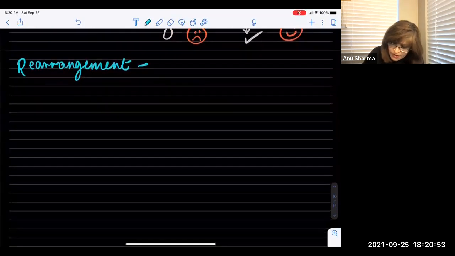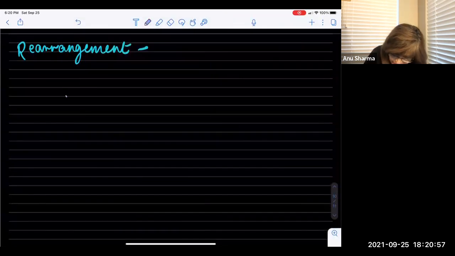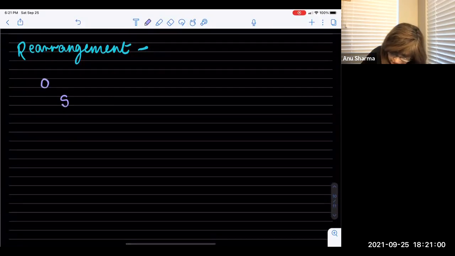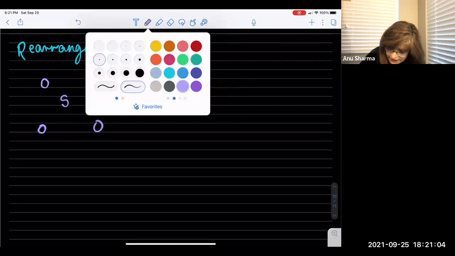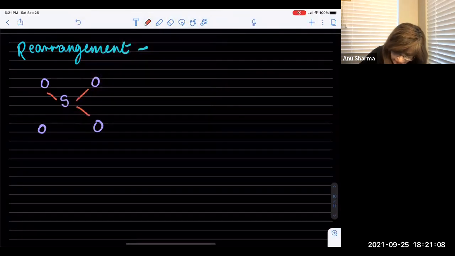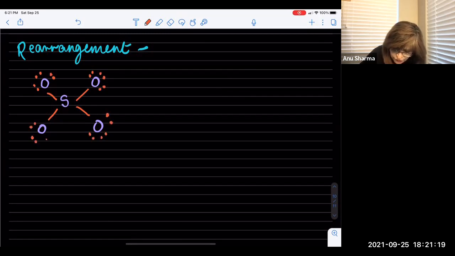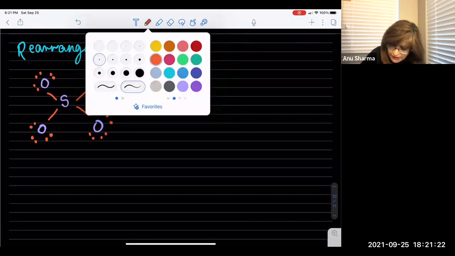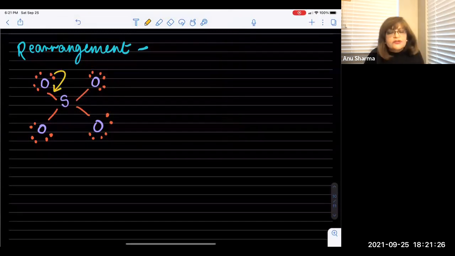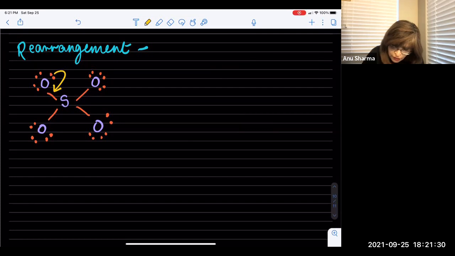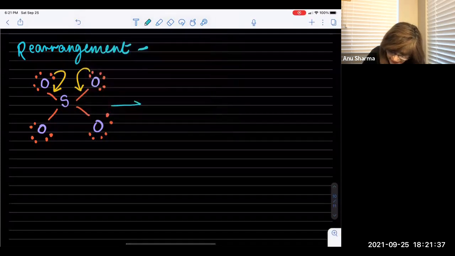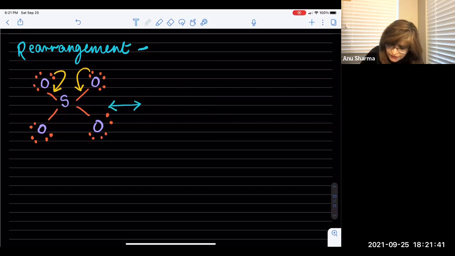We will have the sulfur in the middle. Let's put these oxygens on the side, single bonded. In this rearrangement, one of the oxygens gives its lone pairs to sulfur, and the other oxygen also gives its lone pairs to sulfur. So this is all back and forth. Here we will see sulfur now gets more bonds, and we just put these oxygens here.